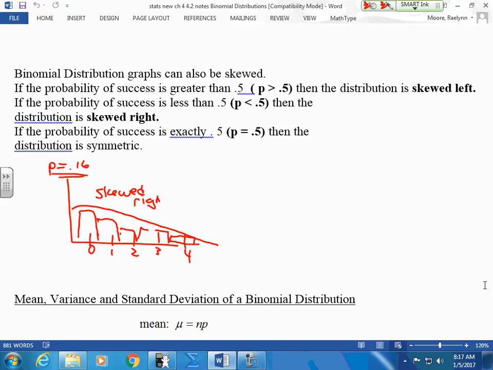These are on your notes on the very bottom of the first page. When your probability is less than 0.5, then your distribution is skewed to the right. It's kind of the opposite of what you would think. Because the negative is pointing that way, your graph is skewed to the right. You're not going to get a lot of people saying yes.